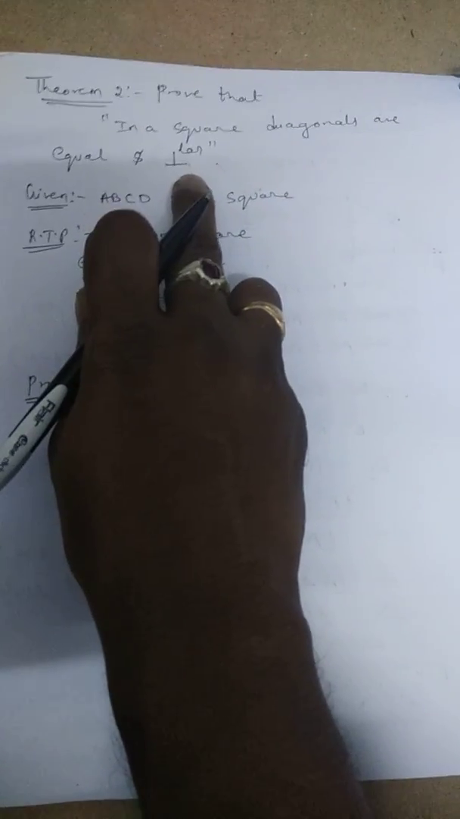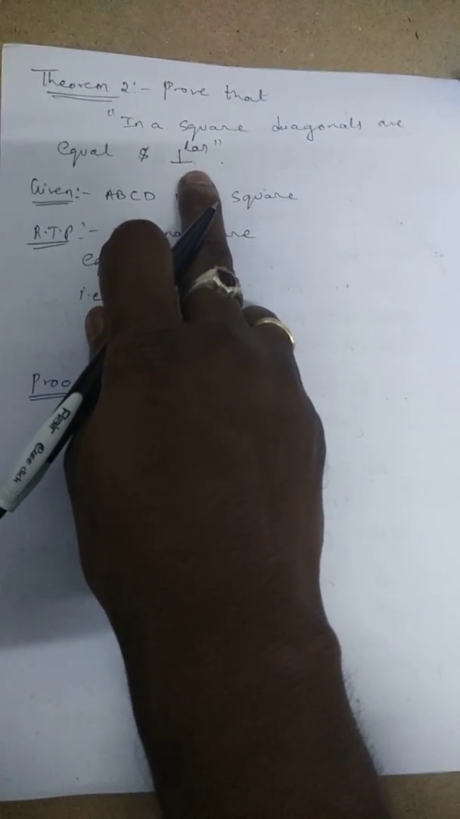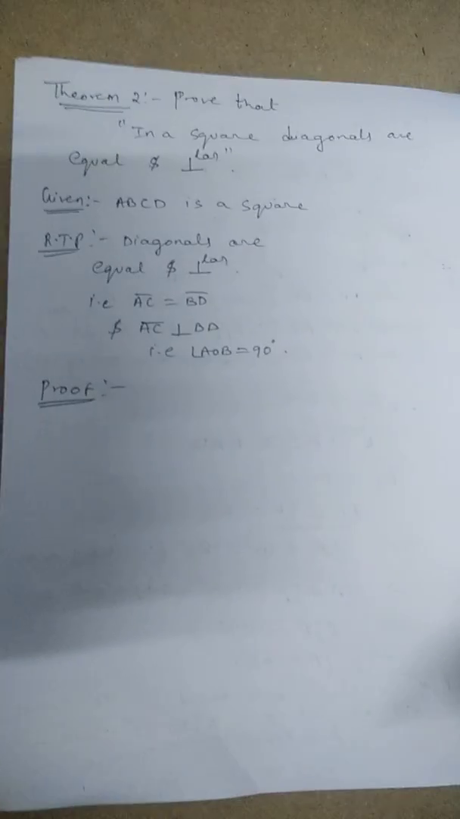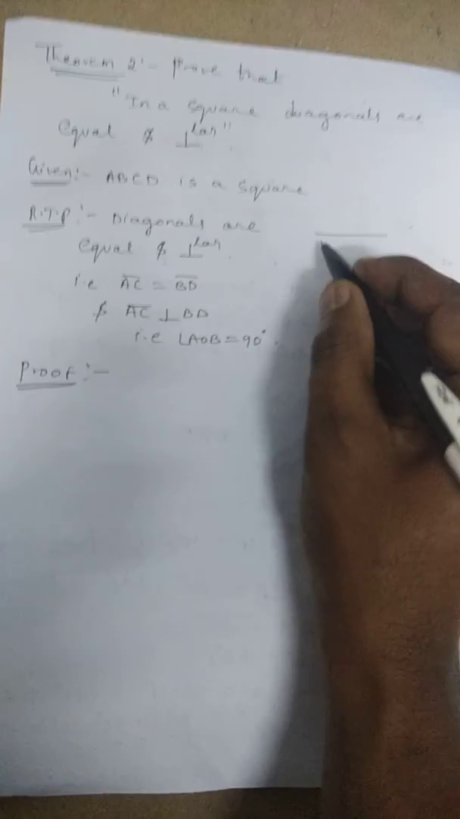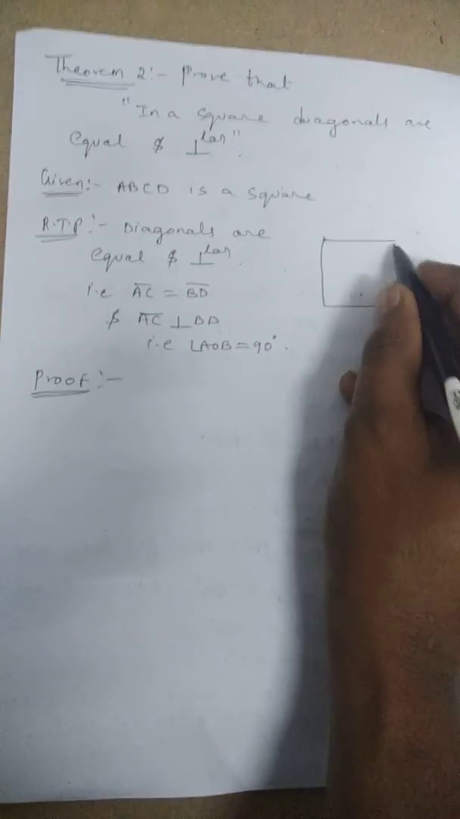Next, theorem 2. We are going to discuss theorem 2 now. What is theorem 2? Prove that in a square, diagonals are equal and perpendicular. We need to prove the diagonals are equal and perpendicular. So how to prove this? What is given is that ABCD is a square. Now let us draw a square to prove this.